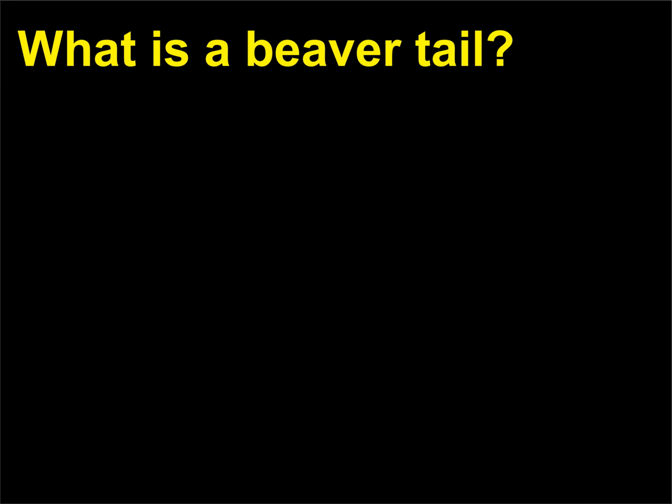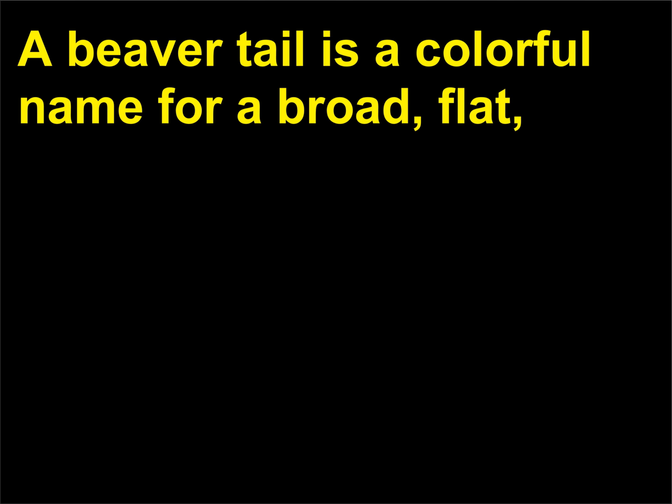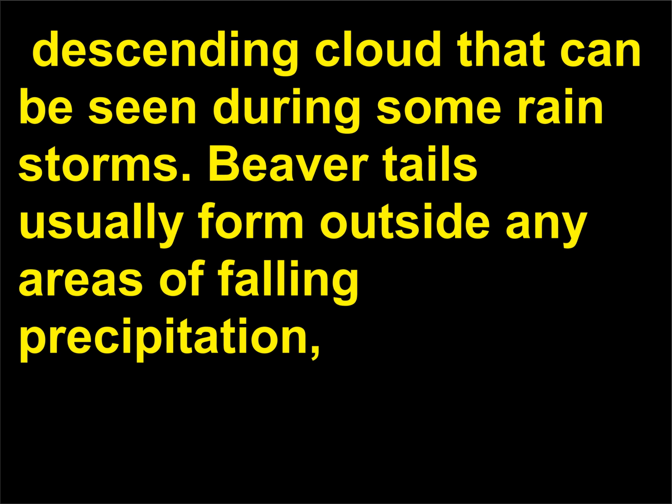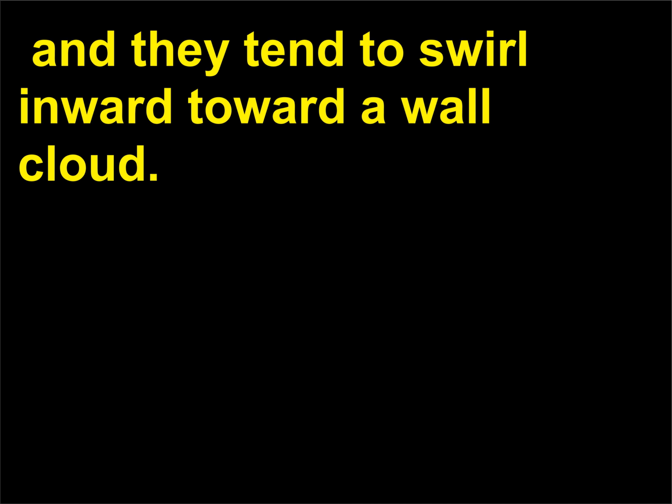What is a beaver tail? A beaver tail is a colorful name for a broad, flat, descending cloud that can be seen during some rainstorms. Beaver tails usually form outside any areas of falling precipitation, and they tend to swirl inward toward a wall cloud.